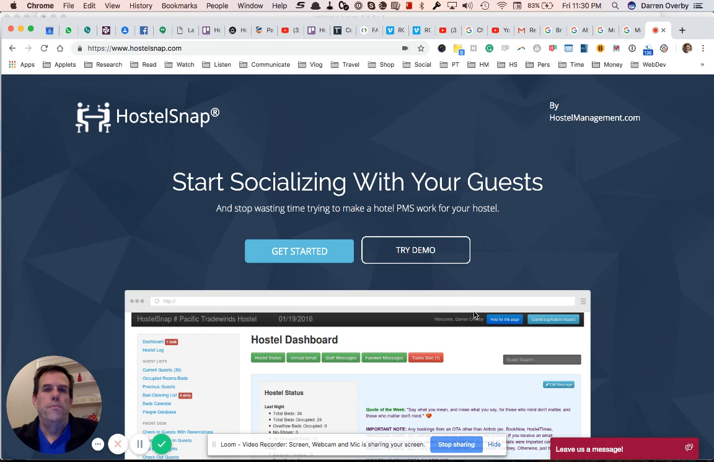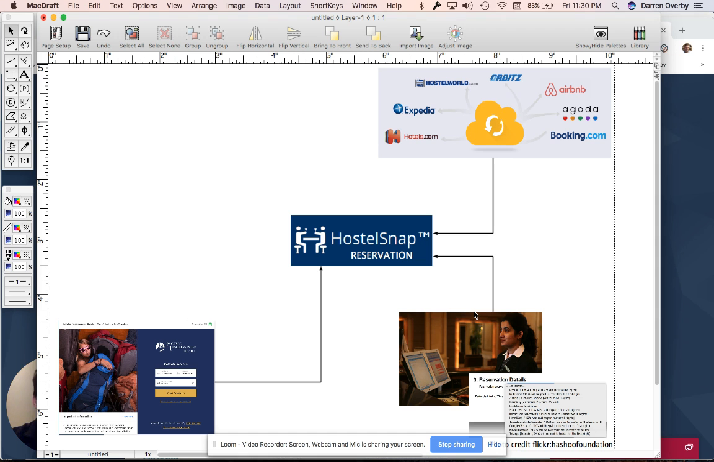So let's get started. I did this little drawing over here, simple as it is, to represent all of the different ways that HostleSnap can receive a reservation. Right in the middle, this is a reservation. Of course, one way that HostleSnap can receive a reservation is when the staff manually enter that reservation. During that process, they will be asked to indicate what the reservation source is. For these reservations, there will be no marketing source until check-in.